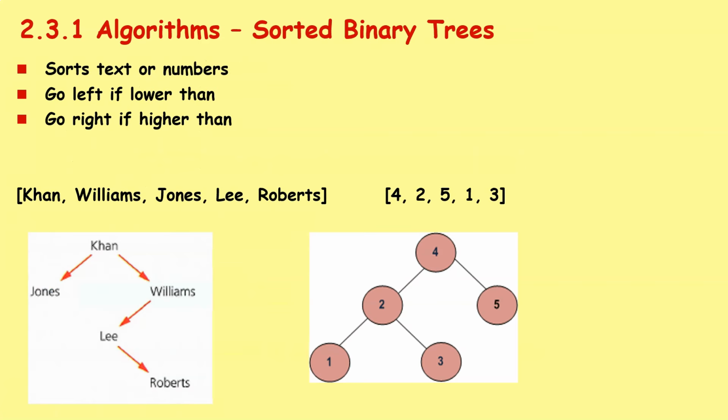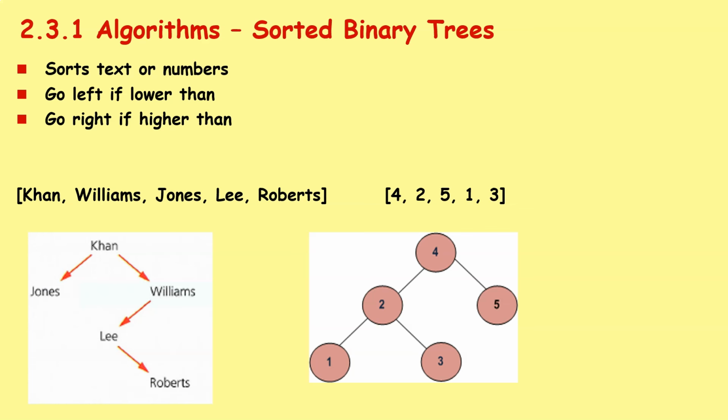Binary trees. Remember, binary trees can be sorted or unsorted. So when you look at a binary tree, you need to check that everything going to the left is less than and everything going to the right is greater than.